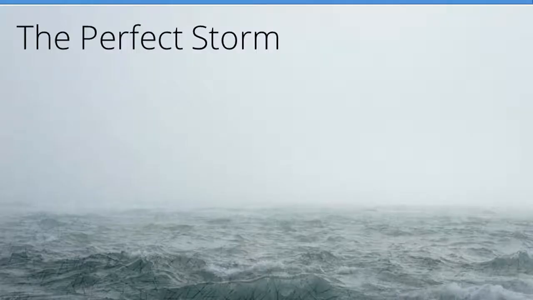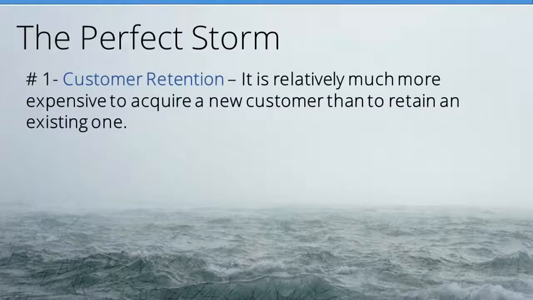So why is that white space more important? I call this the perfect storm, the what are called the cost to serve, customer related costs. Here are 4 reasons it's important. First, customer retention. It is relatively much more expensive to acquire a new customer than to retain an existing one. That's sort of a no-brainer, because your existing customers, you already have them. And if you know decision theory, any sunk cost or existing cost is not applicable for the future.